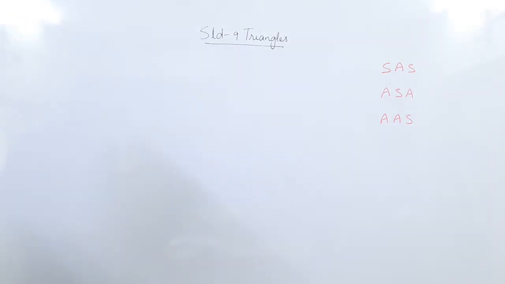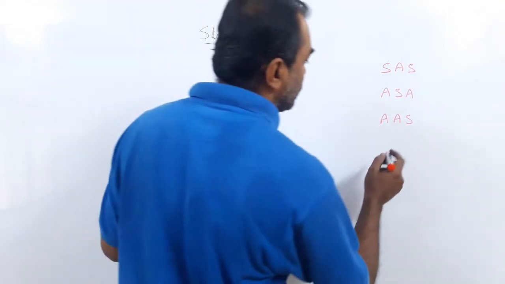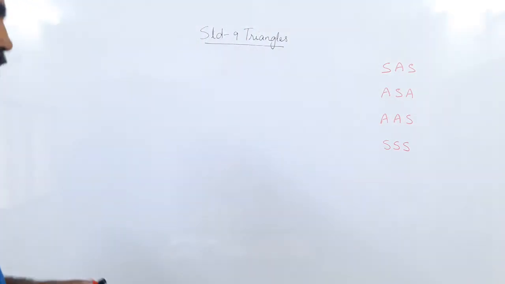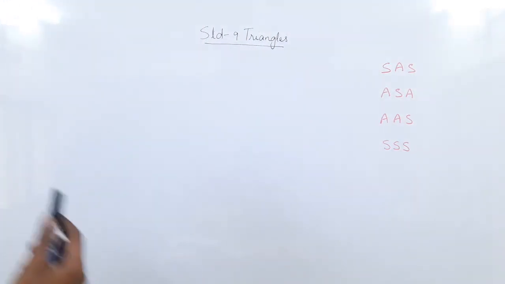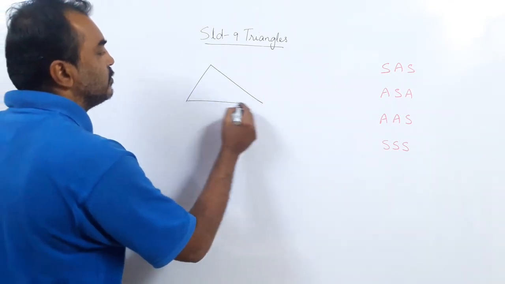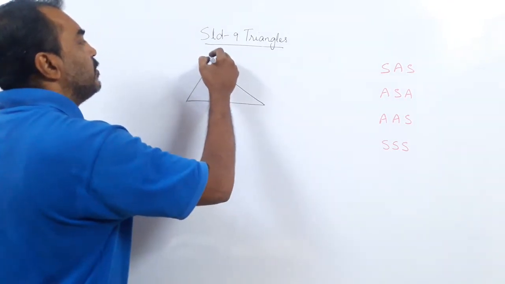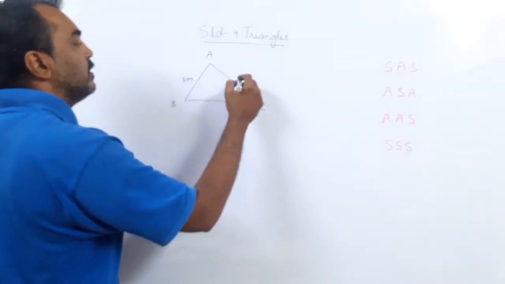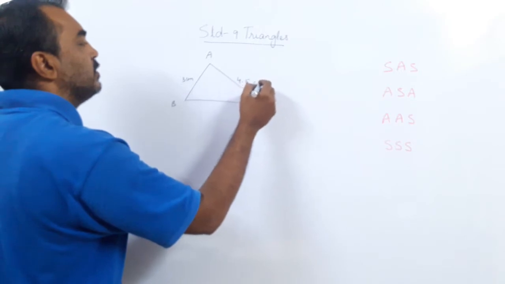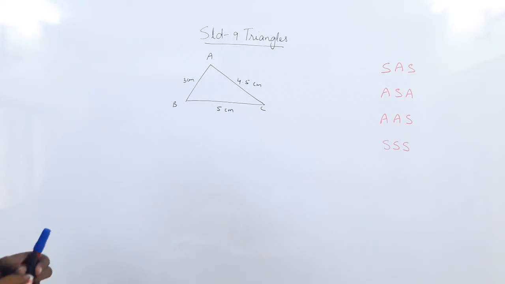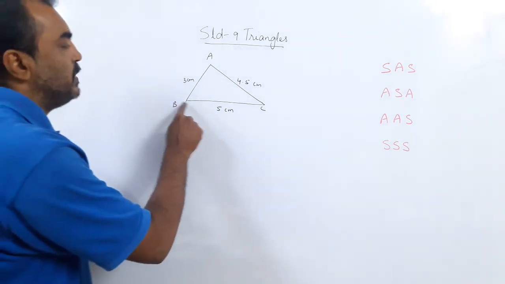Today we move on to the next one, which is SSS. Now this theorem is not to be proved, but you have to verify it by construction. How do you verify by construction? Construct some triangle. Say you are constructing a triangle ABC, in which AB is 3 cm, AC is 4.5 cm, BC is 5 cm. Okay, by construction, you can draw BC.